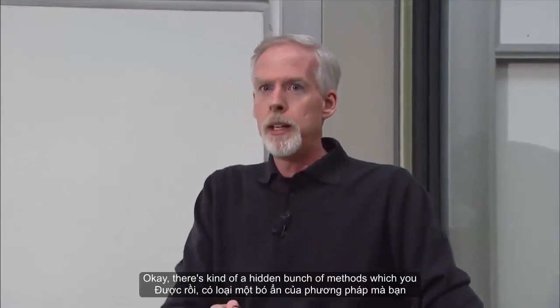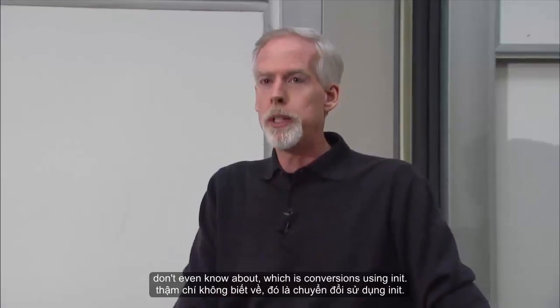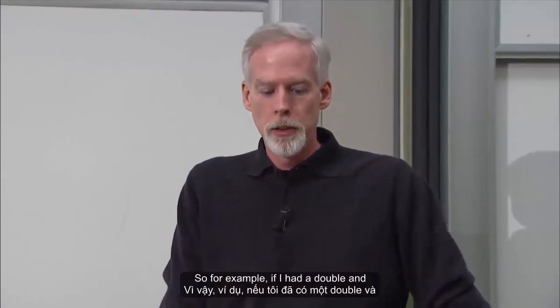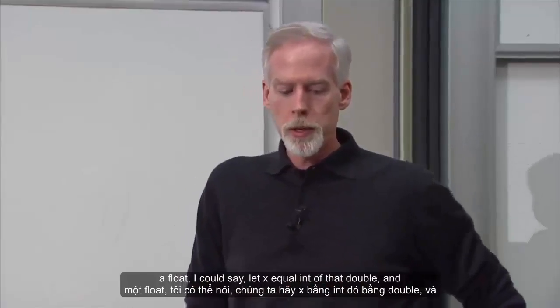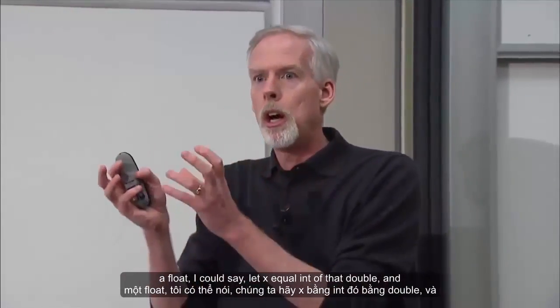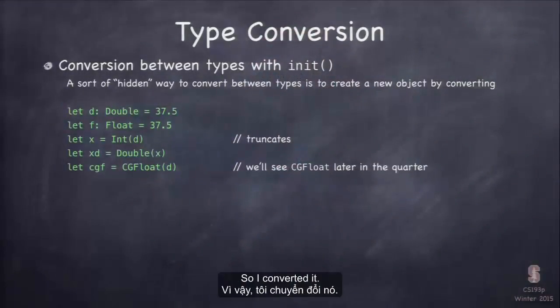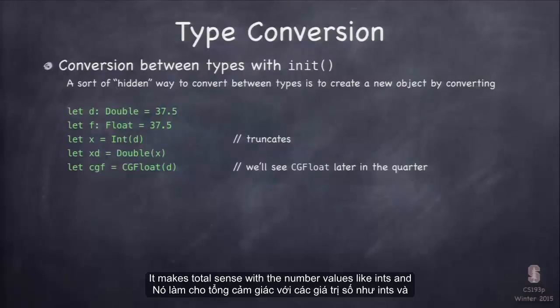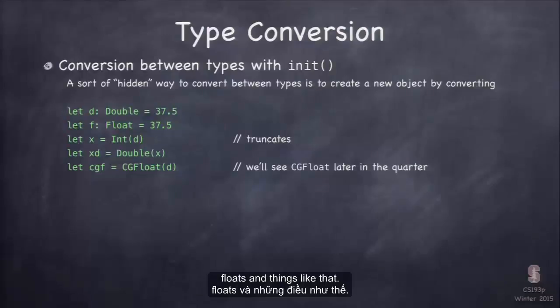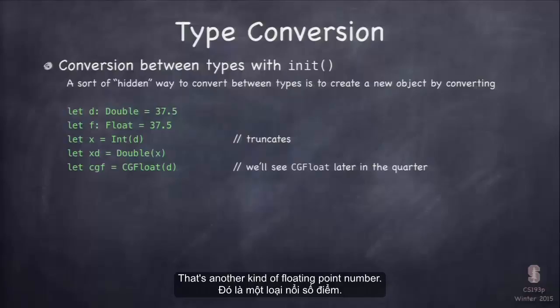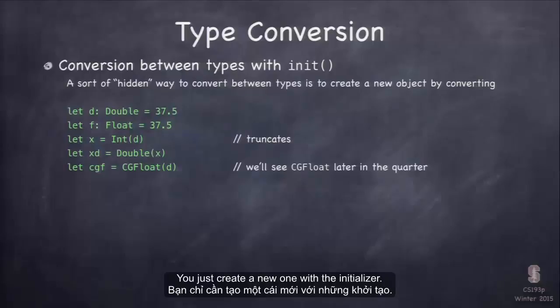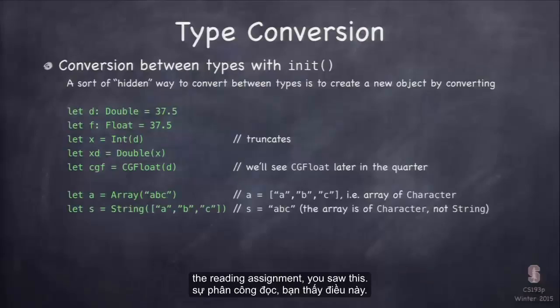There's kind of a hidden bunch of methods that you don't even know about, which is conversions using init. So, for example, if I had a double and a float, I could say let x equal Int of that double. And I just basically created a floor and turned it to an int. So you can convert things from one thing to another. It makes total sense with the number values like ints and floats. And you're going to see CGFloat next week. That's another kind of floating point number. And you can convert using, there's no toInt or anything. You just create a new one with the initializer.